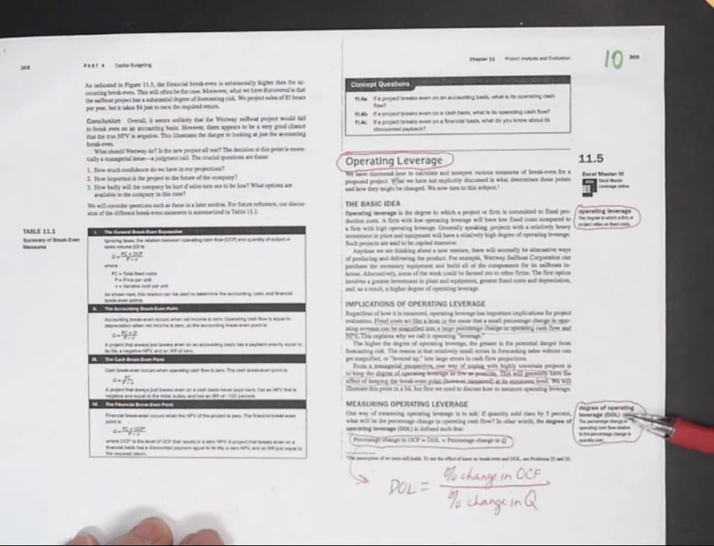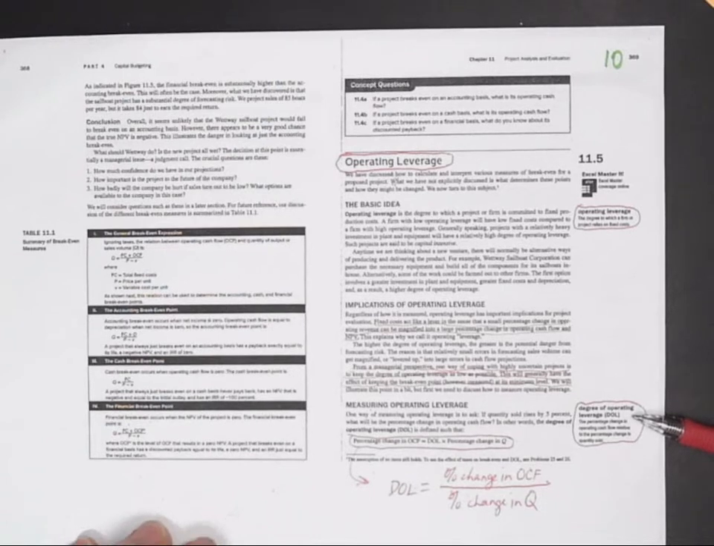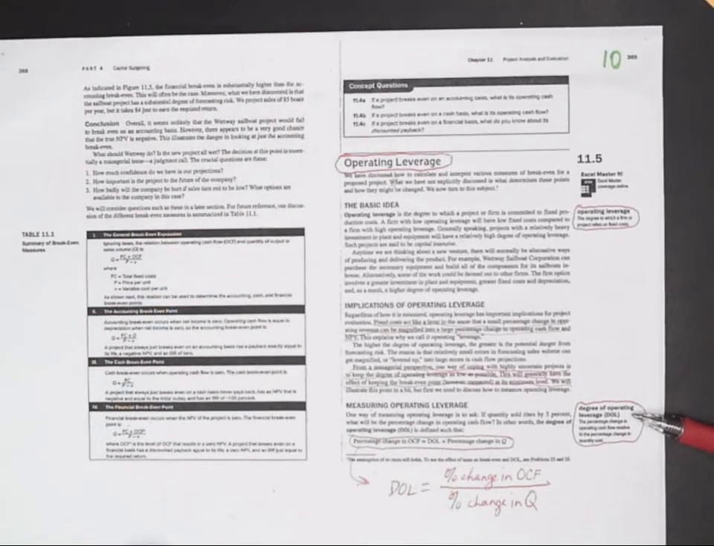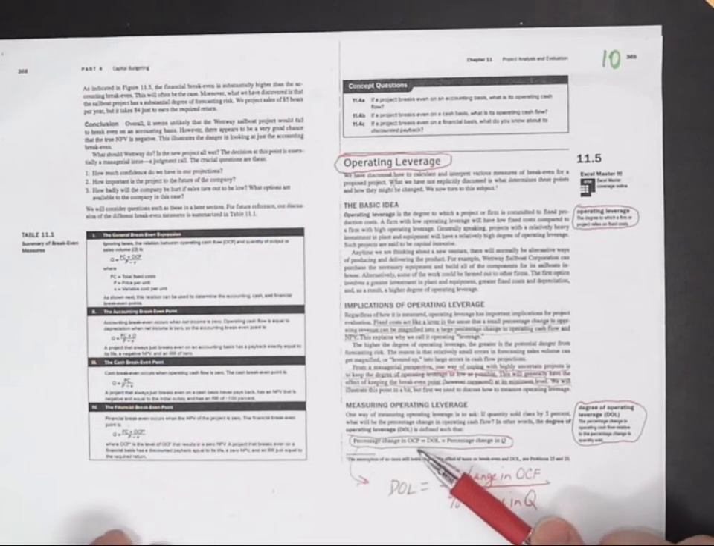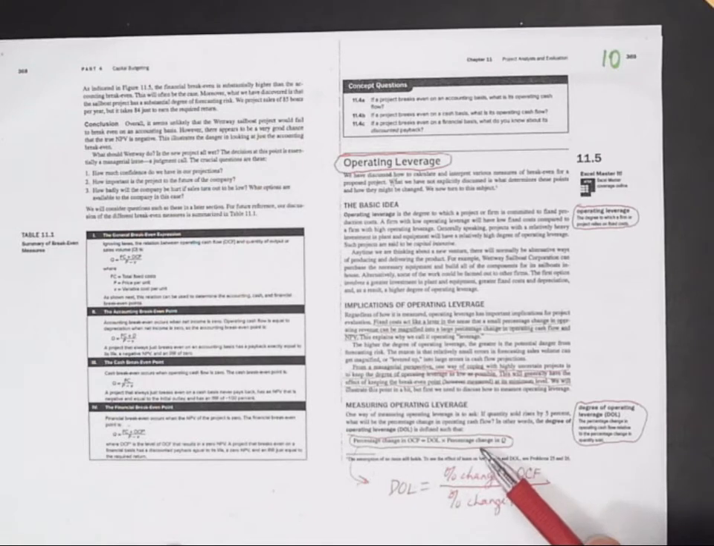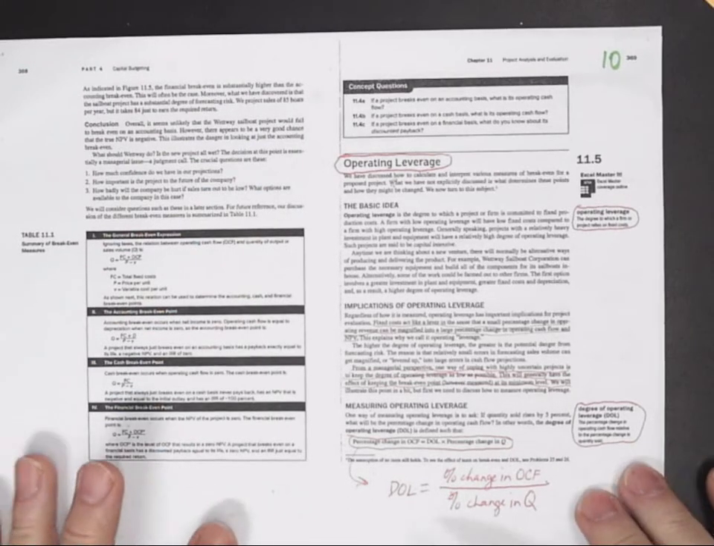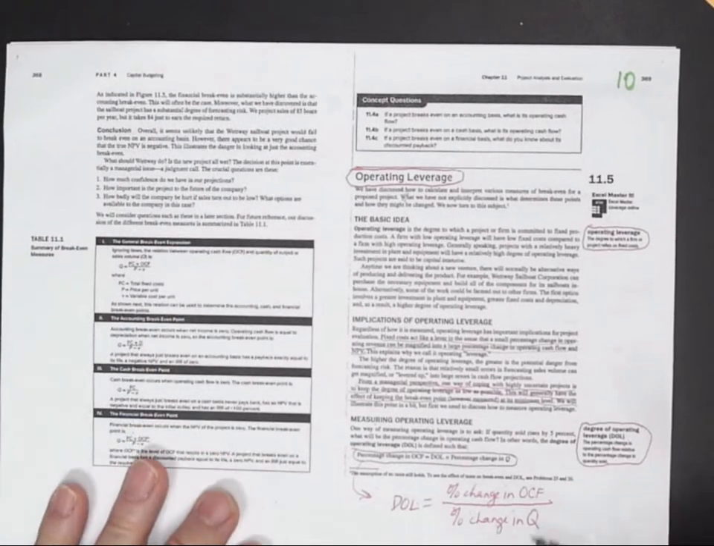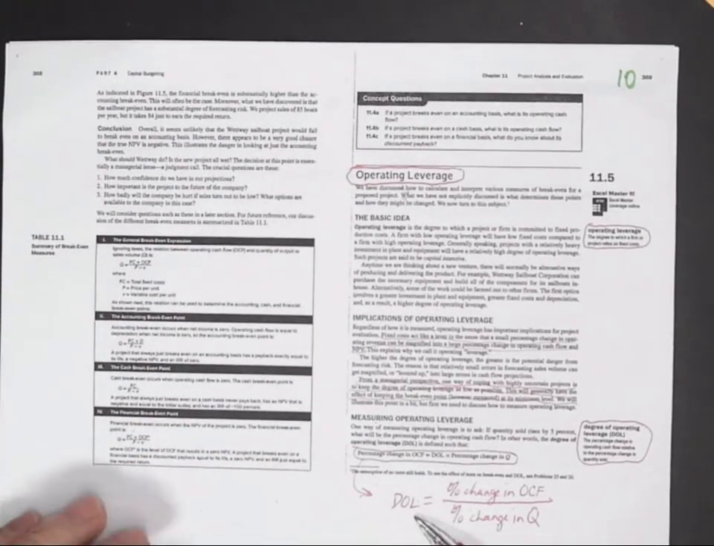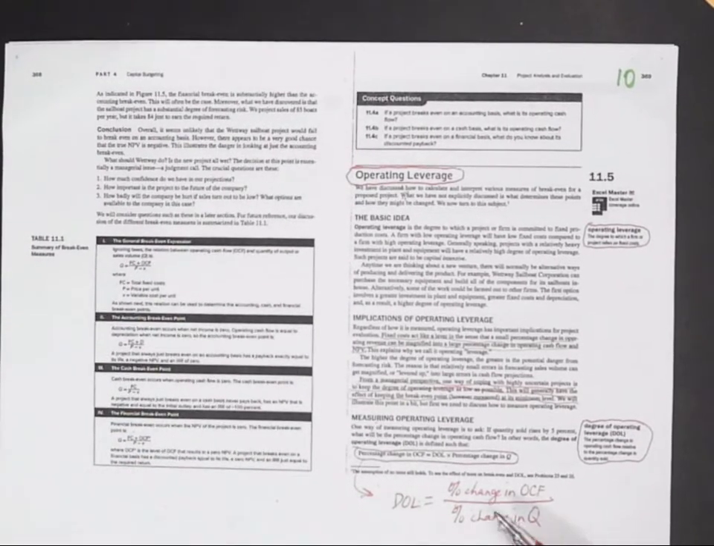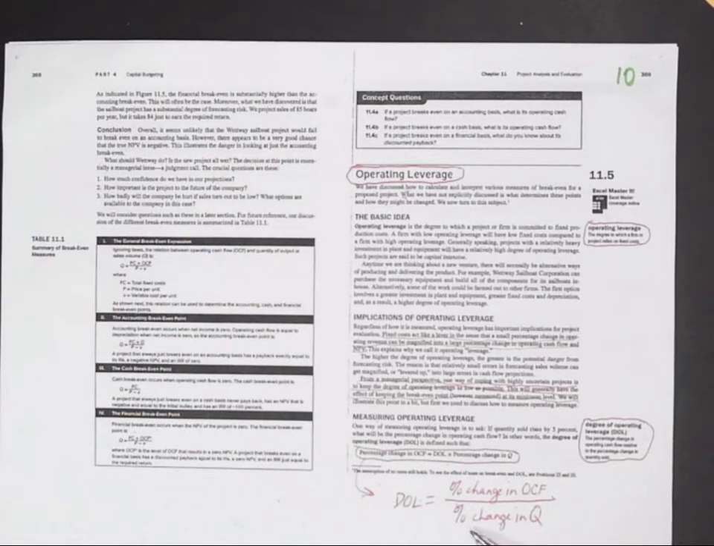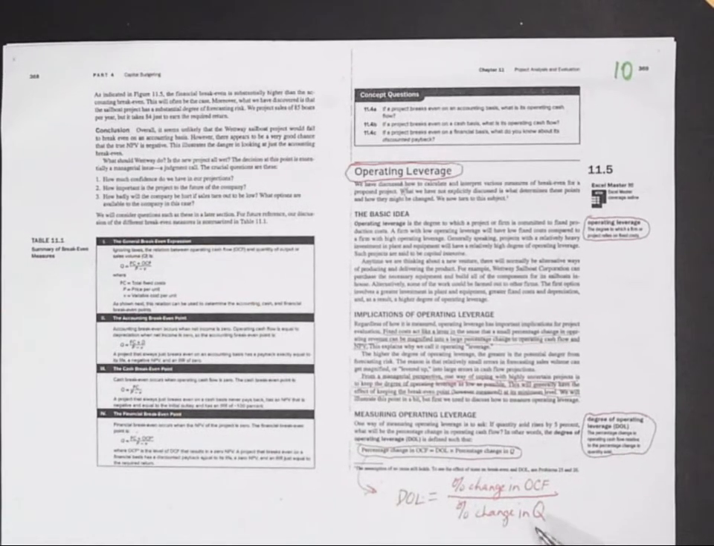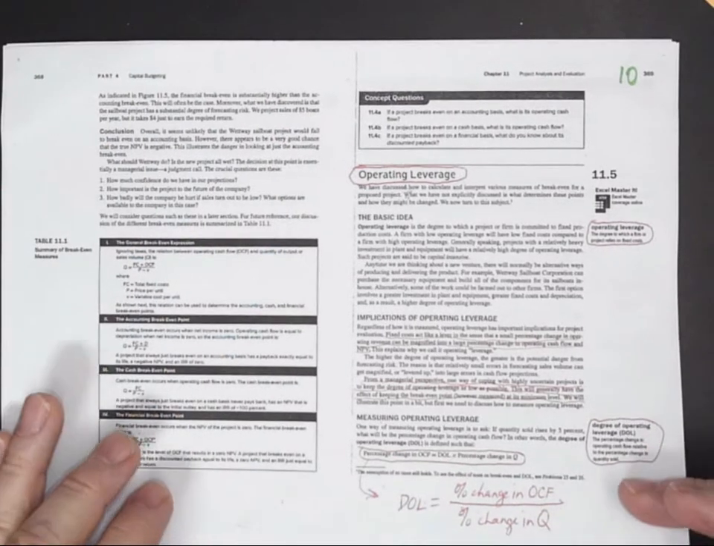So down here we get into the degree of operating leverage, and that's actually a little calculation. The percentage change in operating cash flow equals degree of operating leverage times percentage change in Q, and that sort of continues on to the next page, but really personally I just like this. Degree of operating leverage is the percentage change in operating cash flow divided by the percentage change in the quantity. That to me is a very clean version of degree of operating leverage.